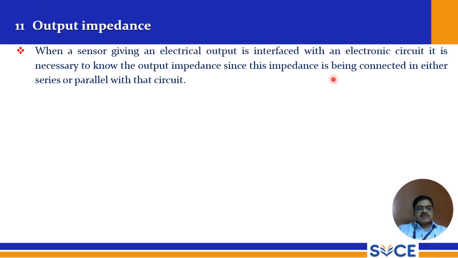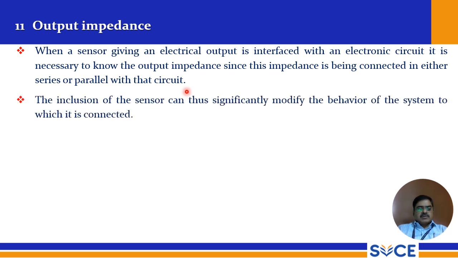Output impedance. When a sensor giving an electrical output is interfaced with an electronic circuit, it is necessary to know the output impedance. Output impedance is the amount of resistance when you insert a sensor in the circuit. That will cause some impedance in the circuit, which should be taken care of and measured. This impedance is connected in either series or parallel with that circuit. The inclusion of the sensor can thus significantly modify the behavior of the system to which it is connected.